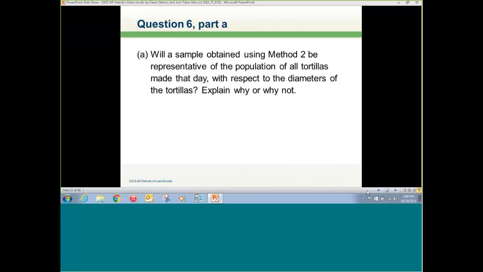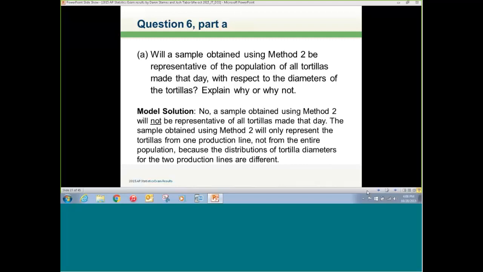So remember, method 2 is where the manager will flip a coin and decide at random to go to either production line A or production line B, but not both. So here's a model solution.